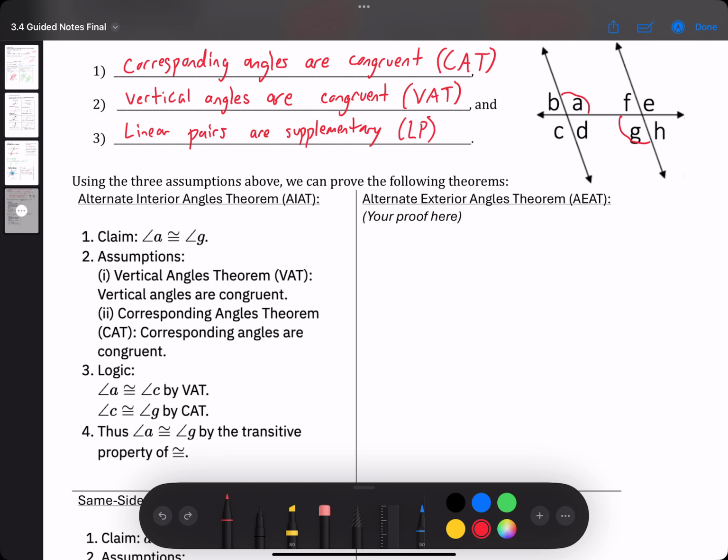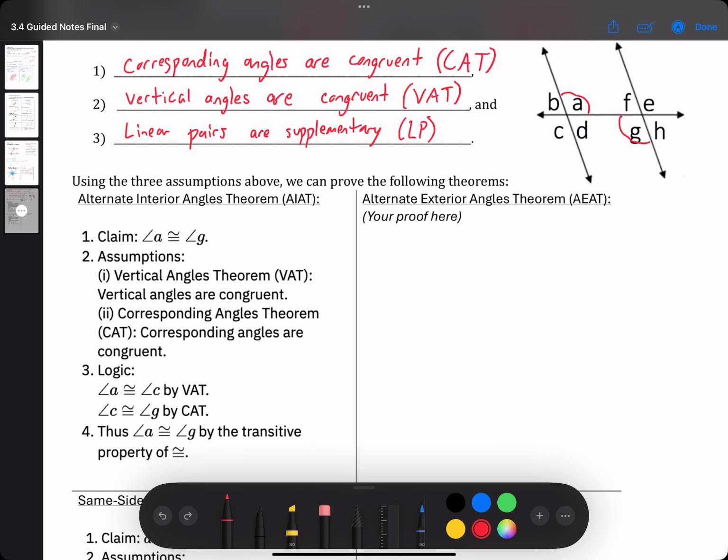And what's our logic? How do we know? So we are claiming something. We're making some assumptions about what must be true. Then our logic is, well, A has to be congruent to C by the vertical angles theorem. Those two are vertical angles, and since we're assuming vertical angles are always congruent, that means that A and C are congruent to each other. A is congruent to C. And then C itself is also congruent to G. Angle C is congruent to angle G, because these two are corresponding angles.